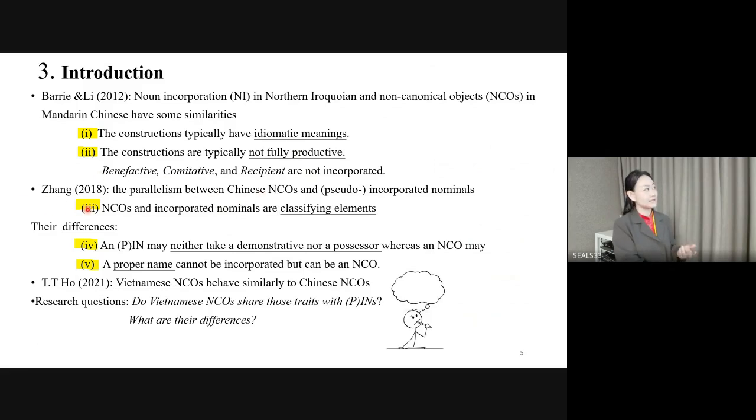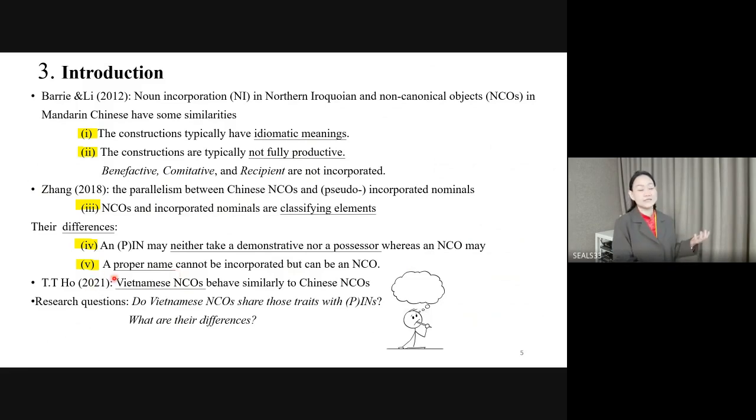In Zhang 2018, she also shows the parallelisms between Mandarin Chinese non-canonical objects and pseudo-incorporated nominals, and she raised a new point: non-canonical objects and incorporated nominals can also classify types. She termed a new terminology, event-type classified elements, ETCE. Her study also shows there are many differences, but in a short time I just present a few. I put 5 examples showing that pseudo-incorporation cannot take a demonstrative, and cannot contain a possessor, but NCO can. And a proper name cannot incorporate, but a proper name can be placed as a non-canonical object.